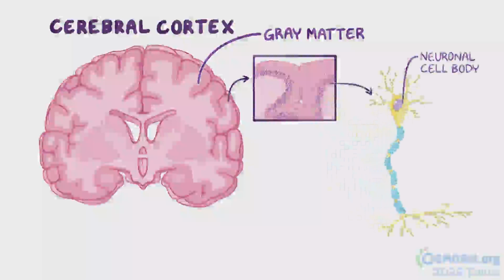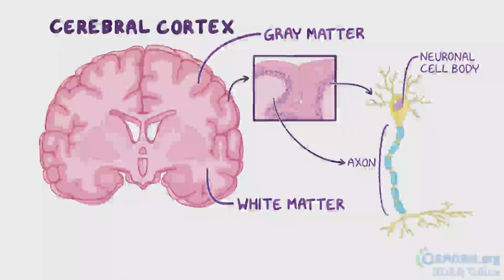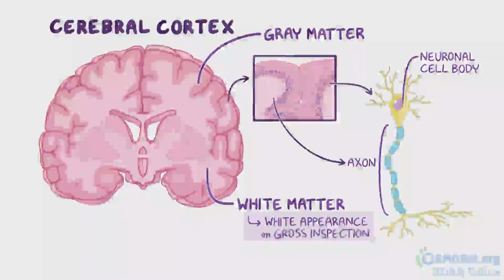Deep to the gray matter is the subcortical white matter, which is made up of myelinated axons that are extensions of the neuronal cell bodies, allowing them to send and receive signals. The term white matter is used because the myelination of the axon fibers gives this area a white appearance on gross inspection.